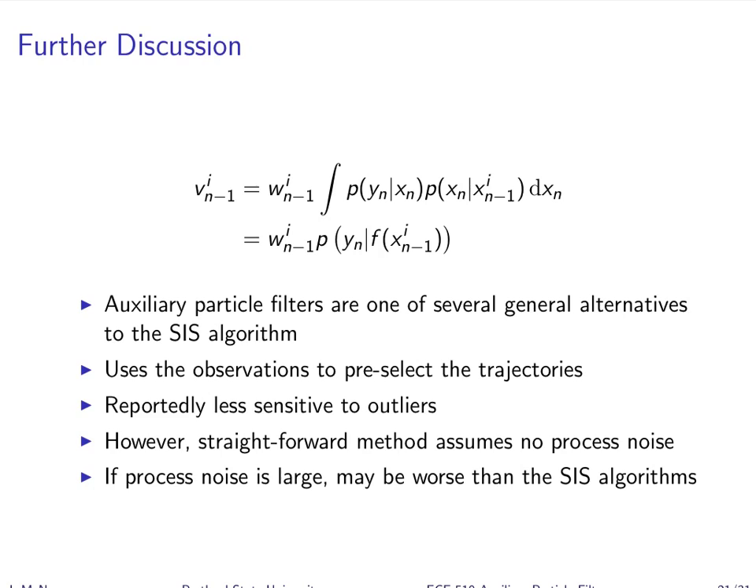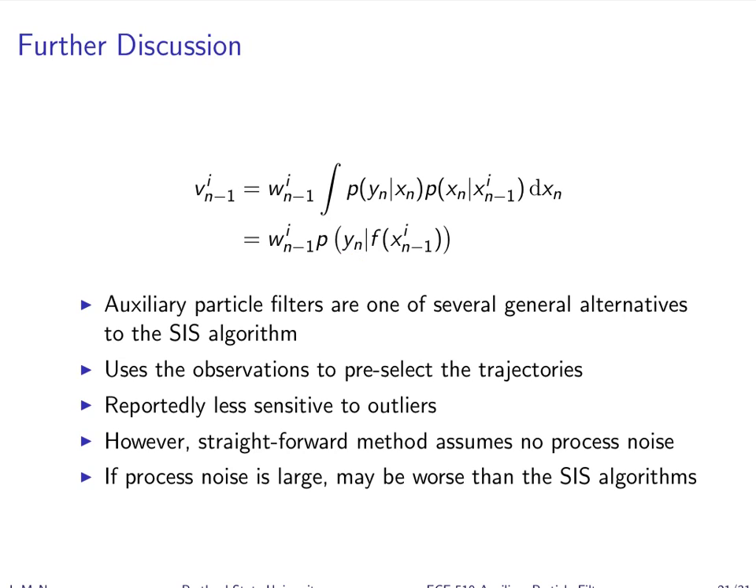So again, taking a step back, auxiliary particle filters are just one of more than several different general alternatives to the sequential importance sampling algorithm with resampling. This one is cool because it uses the observations to pre-select trajectories. Rather than moving the particles blithely ahead, sort of blindly, just following the process model, and then their weights go to zero, and eventually it gets so bad that we have to hit the reset switch and resample everything, this is different because it's using this measurement to pre-sample the trajectories.